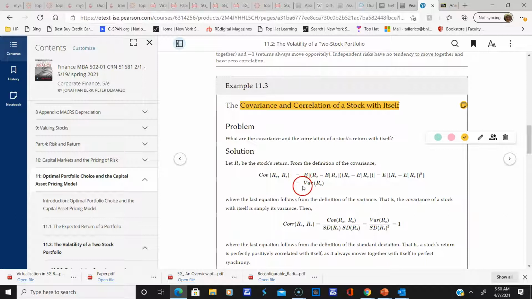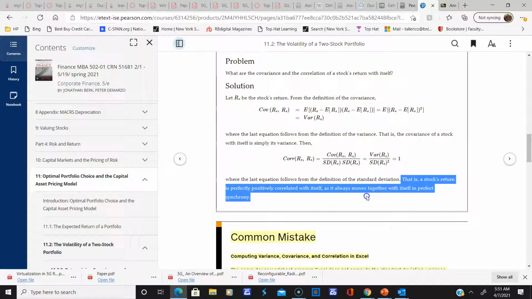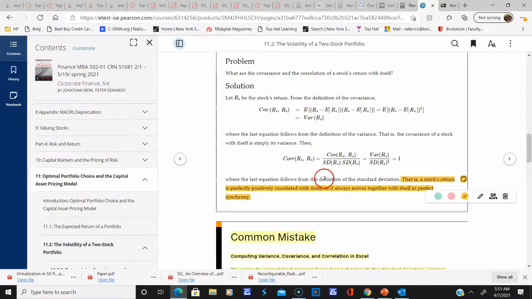That should make sense, right? Now, the correlation is always 1. A stock is always going to be correlated with itself. That's 1. Where the last equation follows from the definition of the standard deviation. So that is, a stock's return is perfectly positively correlated with itself. It's going to move with itself in the same direction no matter what, as it always moves together with itself in synchrony. So these two items should be very obvious to you.